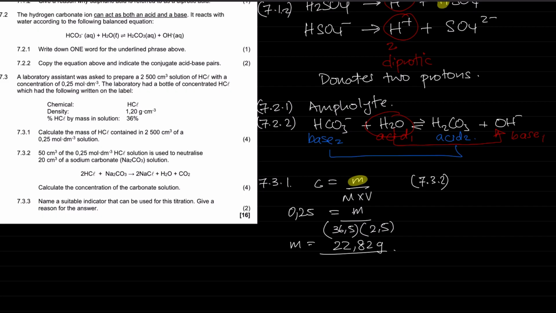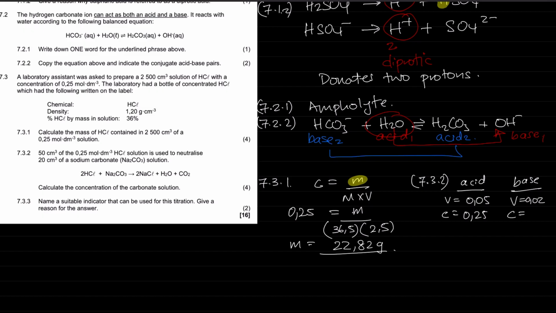7.3.2. 50 cm cubed of the 0.25 moles per dm cubed HCl solution. So let's make a note. We're talking about the acid here. The volume of the acid is 50 cm cubed. Let's convert that, so 0.05 dm cubed. We know the concentration as well. The concentration is 0.25. Then the base, the volume of the base is 20 cm cubed. So 0.02. And they want to know, calculate the concentration of the base.